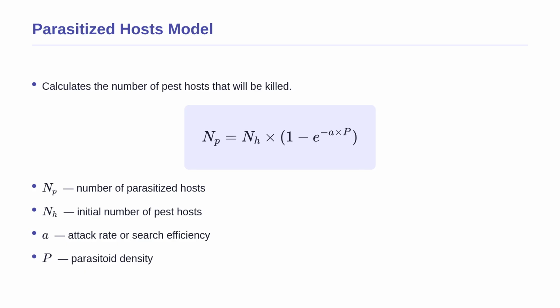Notice the negative exponent? As the attack rate or the parasitoid density increases, the negative exponent becomes larger in magnitude, making the e term smaller. This means the fraction inside the parentheses approaches 1, resulting in a higher number of dead pests.